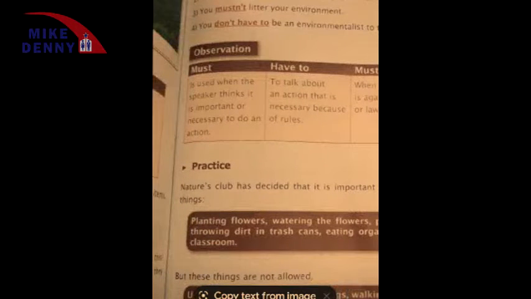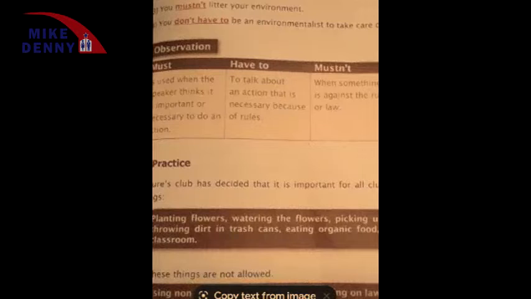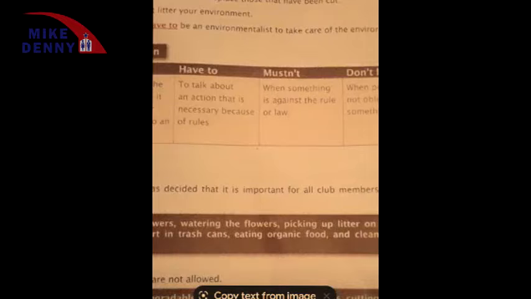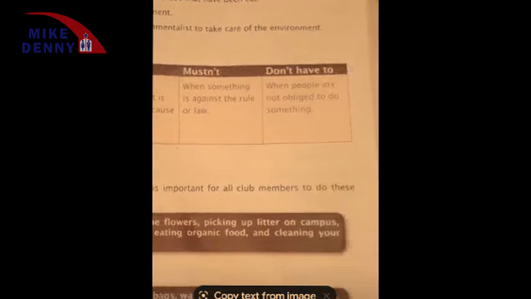Dear learners, you must observe that must, have to, mustn't, and don't have to have been used in these sentences. Let's begin with the cases when they are used. We use must when the speaker thinks it is important or necessary to do an action. We use have to to talk about an action that is necessary because of rules. And we use mustn't when something is against the rule or law. And we use don't have to when people are not obliged to do something.